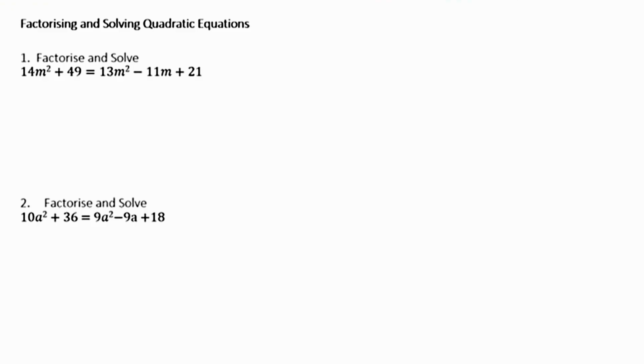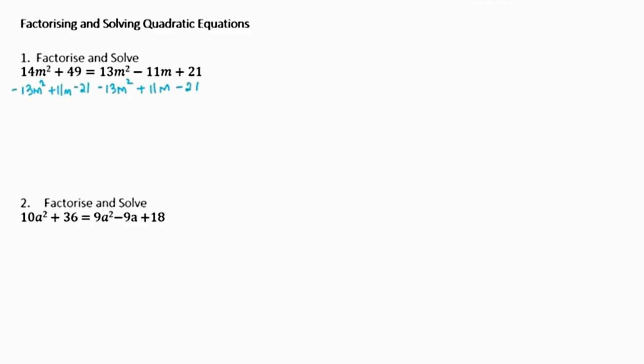But as we can see, in this equation for number 1, the equation is not equal to 0. In order to solve a quadratic equation, we have to make sure it is equal to 0. So in order to solve this, we are first going to have to bring everything onto one side in order to equate it to 0. So we're first going to minus 13m squared on both sides. We are going to plus 11m on both sides. And we are going to minus 21 on both sides.